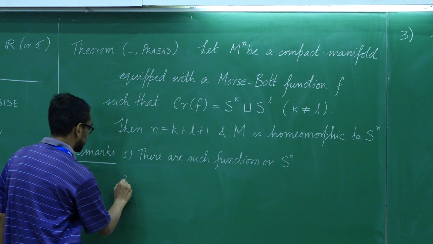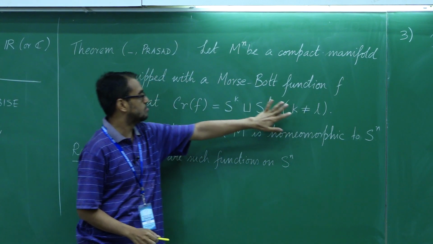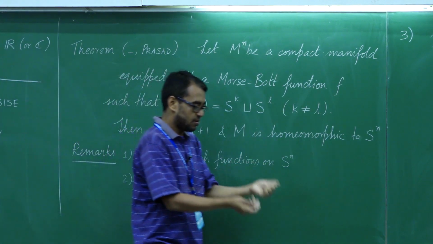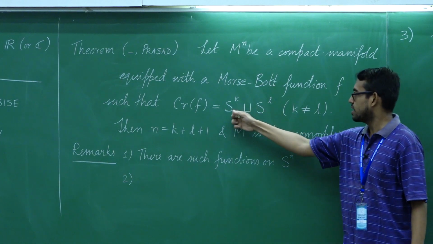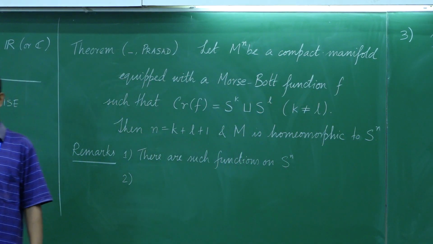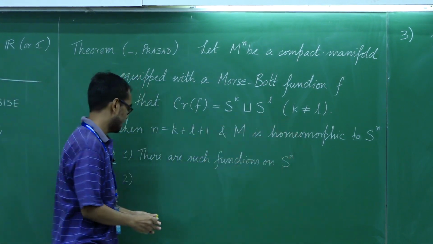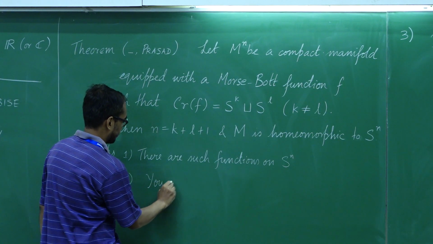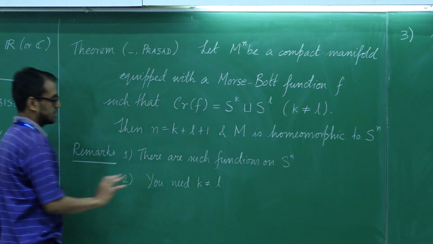Okay, the second is you need this because we've already seen an example of a function on a torus which was Morse-Bott. The critical set was two circles. They're disjoint, so S1 and S1, but obviously the torus was not even of dimension 3. Even if it's of dimension 2, even if you drop this, it's not S2. So, or k less than that. That's kind of the point.